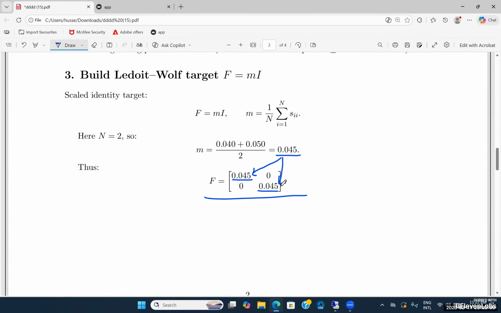Therefore, rather than depending solely on the individual two variances, we proceed to calculate their average value, effectively seeking to determine the central or middle numerical point between them. And specifically for the covariance component of this calculation, we make the simplifying assumption that its value is precisely zero. This entire construction with these specific parameters then constitutes what we refer to as the desired target matrix.